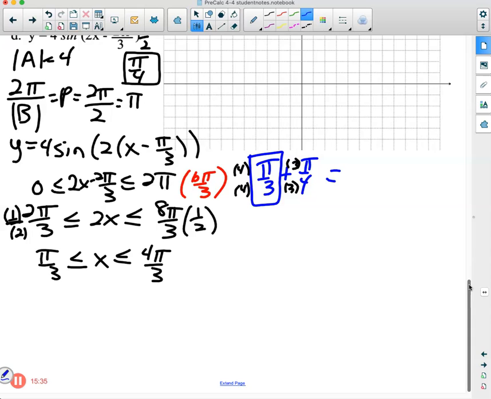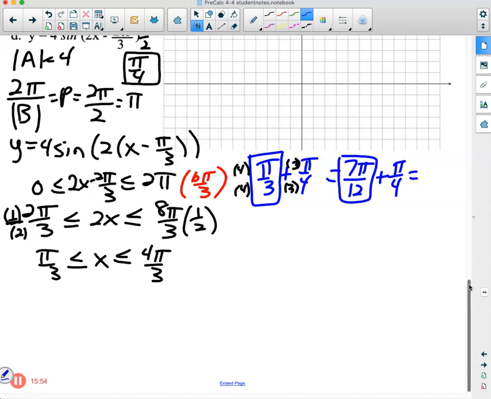4 pi over 12 plus 3 pi over 12 is 7 pi over 12. No reducing that. That is in simplest form. And we already know pi over 4 is the same thing as 3 pi over 12, so we can use that as we're thinking through this.